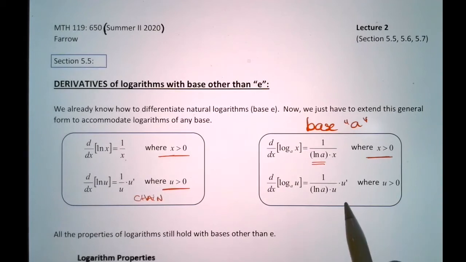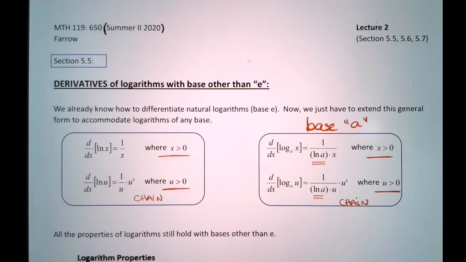Over here, same thing. Here's the same exact idea where I'm going to take a look at the derivative. The derivative of log base a of u is going to be 1 over this extra coefficient of natural log of a, natural log of the base, times what was inside, and then you're going to chain it. So same disclaimer: in this case, it's where u is greater than 0.